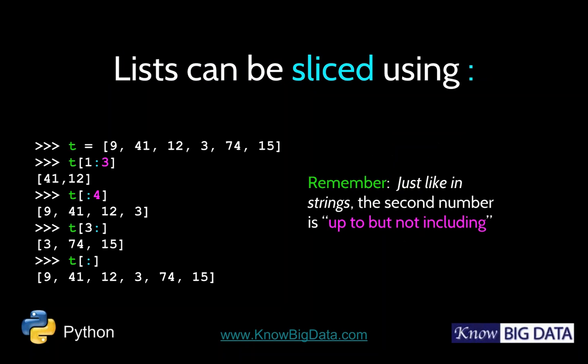Also, exactly the way we were slicing the strings, we can slice the list. And this is very convenient when we are dealing with the list. You could simply say, give me all the values from this list, starting from the first element till before the 3. So 1 colon 3 means from the first index till 3, but not including 3. That means, sorry, 41 and 12, because 9 is on the 0th index and 41 is on the first index. Alright?